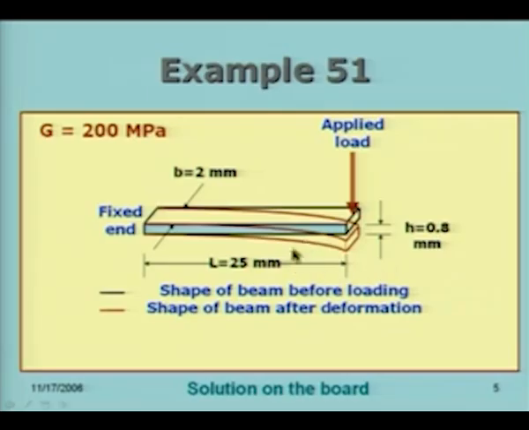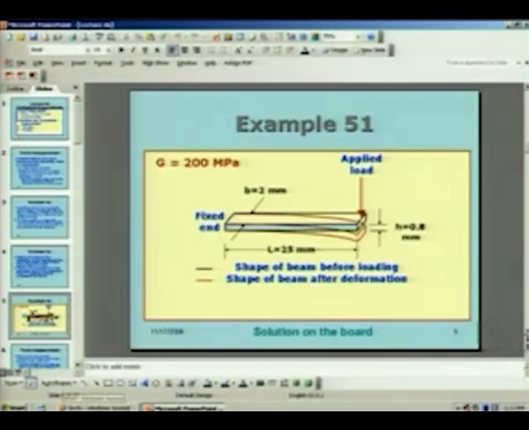What I have shown here is the shape of the beam before loading, the straight one, and the shape of the beam after deformation, where it has bent like this. Essentially the element is a beam element and the beam undergoes bending, and therefore the displacement of the free end is given by a well known formula from strength of materials, which we will borrow, and we will try to solve the problem on the board. So, let us look at the solution.